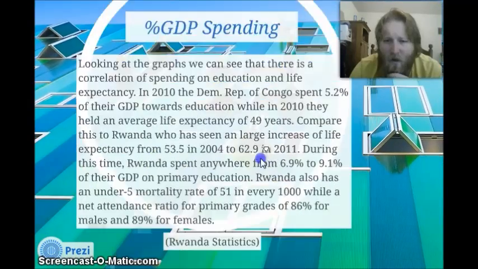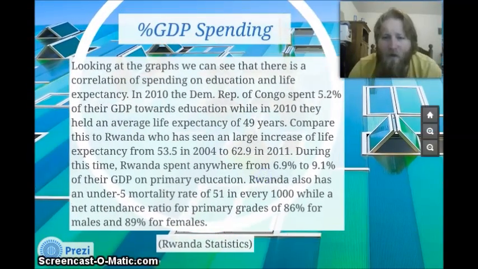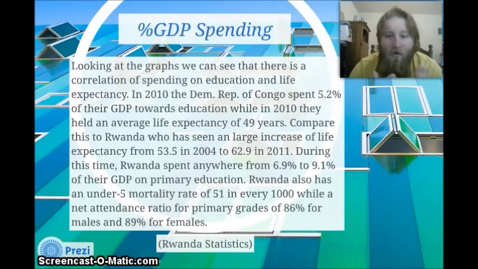So after life expectancy, looking at these graphs, we can see that there is a correlation of spending on education and life expectancy, especially primary education. In 2010, the Democratic Republic of Congo spent 5.2% of their GDP towards education, while in the same year, they held an average life expectancy rate of 49 years. Compare this to Rwanda, who has seen a large increase of life expectancy from 53.5 in 2004 to 62.9 in 2011. During this time, Rwanda actually spent anywhere from 6.9 to 9.1% of their GDP on primary education.